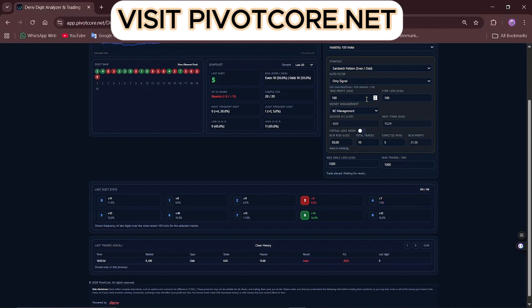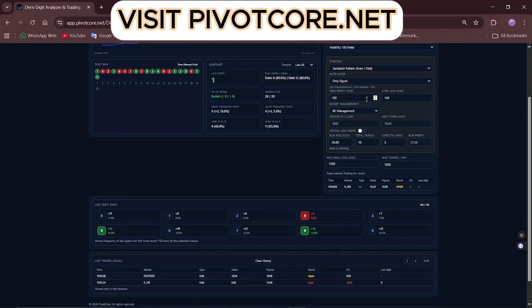First, let's look at the interface. PivotCore is incredibly user-friendly. Once you connect your Deriv account, you have access to a variety of automated tools. For this session, I'm selecting the even odd strategy. What I love about this platform is the precision. You don't have to manually click or worry about lag. You set your parameters, your stake, your target, and your safety limits, and let the software do the heavy lifting. It's built to follow the math, so you don't have to.